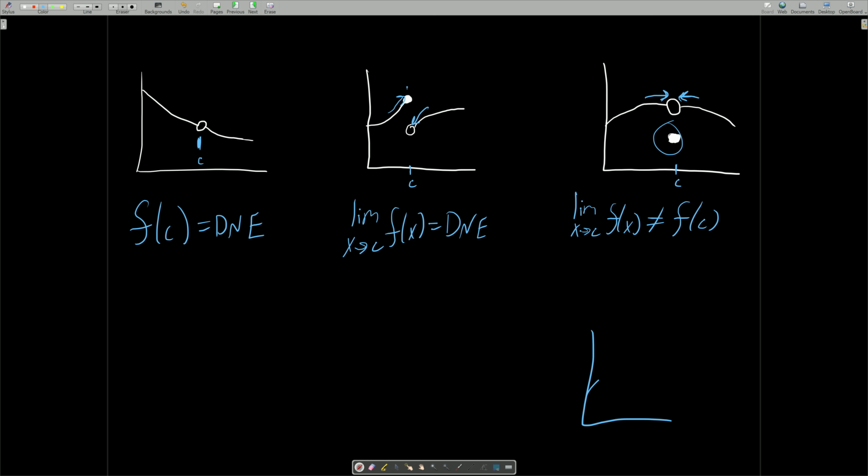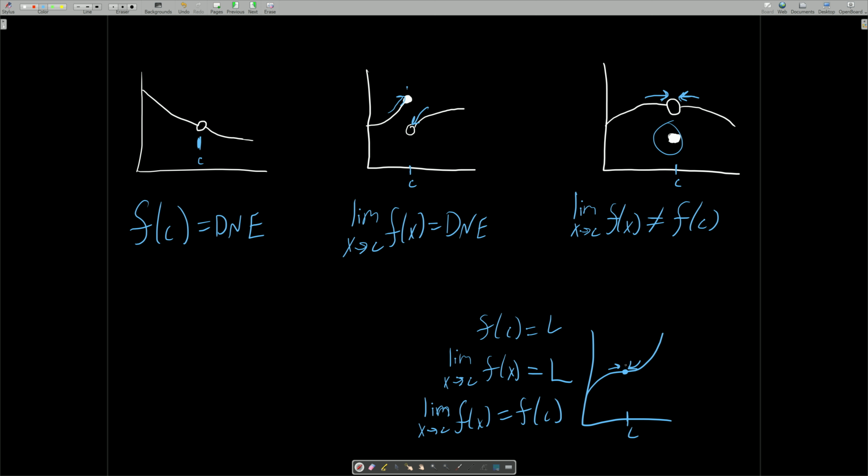Now let's say we have a function like this. This is c. You can say that f of c is right here. It's some value. The limit as x approaches c is that same value right here. And the limit and the actual value at c are the same.